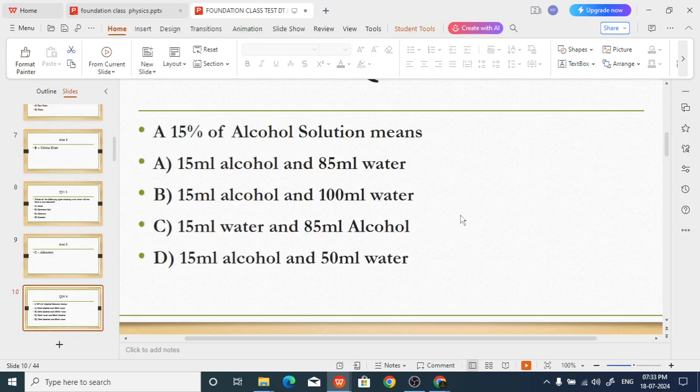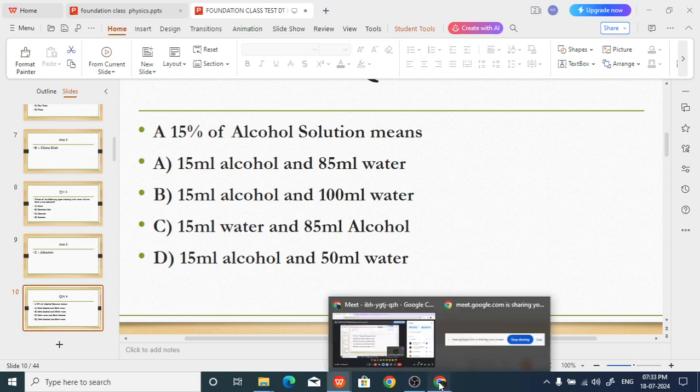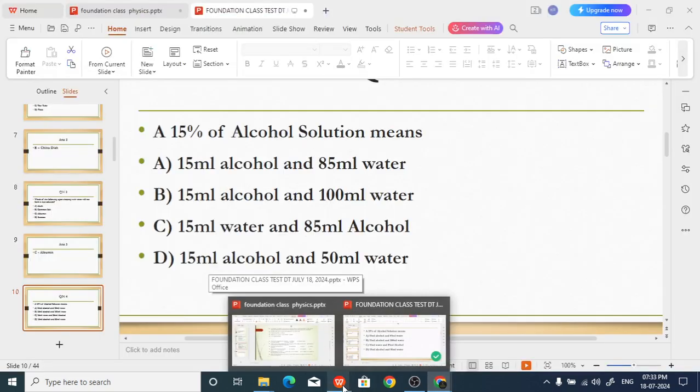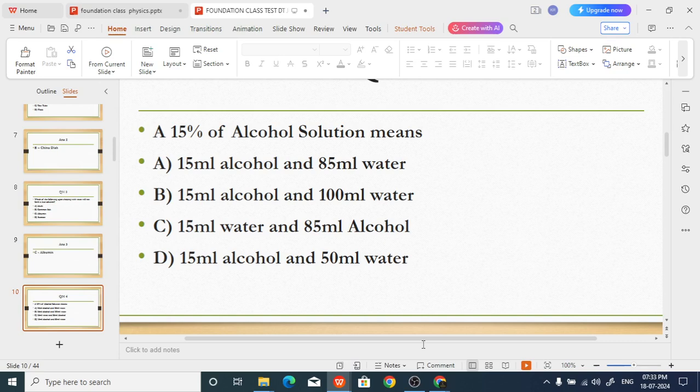Can any one of you read the question? A 15% alcohol solution means what? They have given 4 options. 15% alcohol solution means what? 15 ml alcohol and 85 ml water. 15 ml alcohol and 100 ml water.